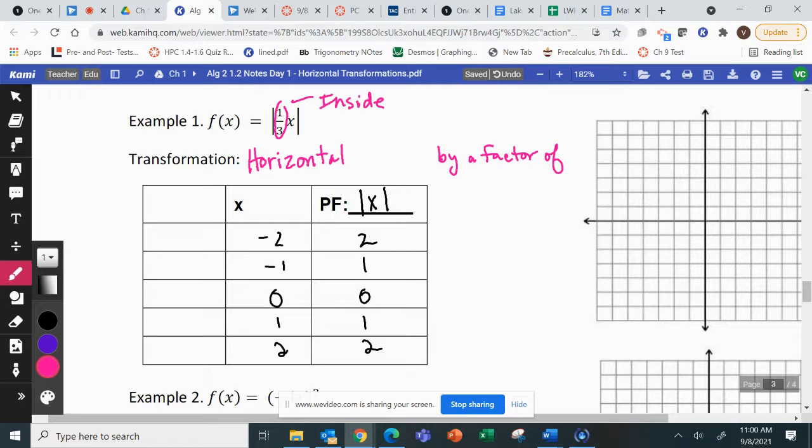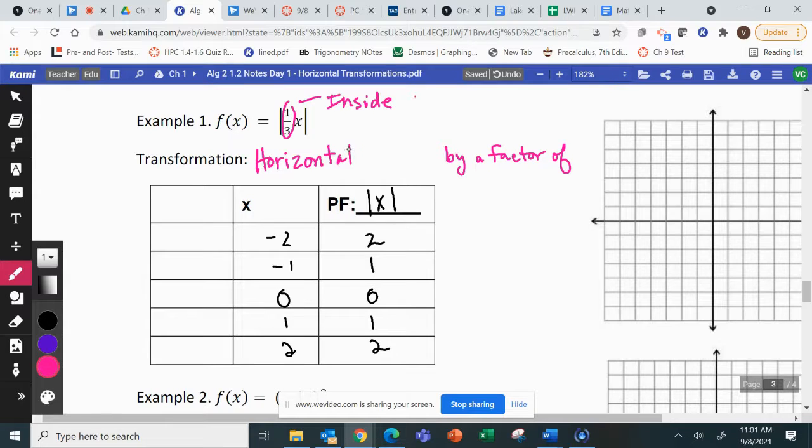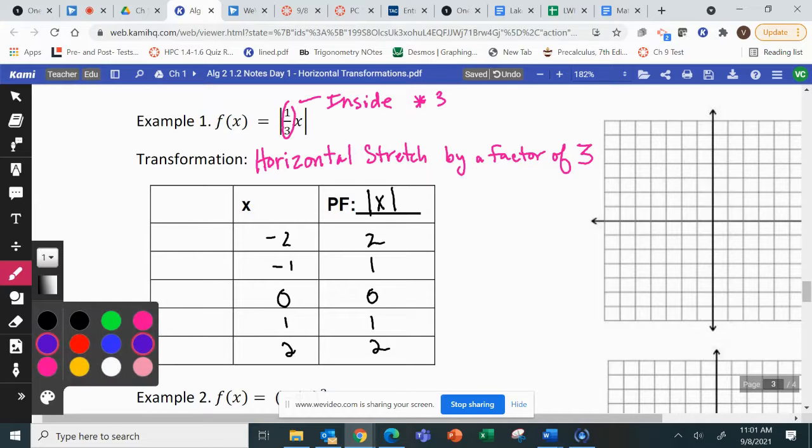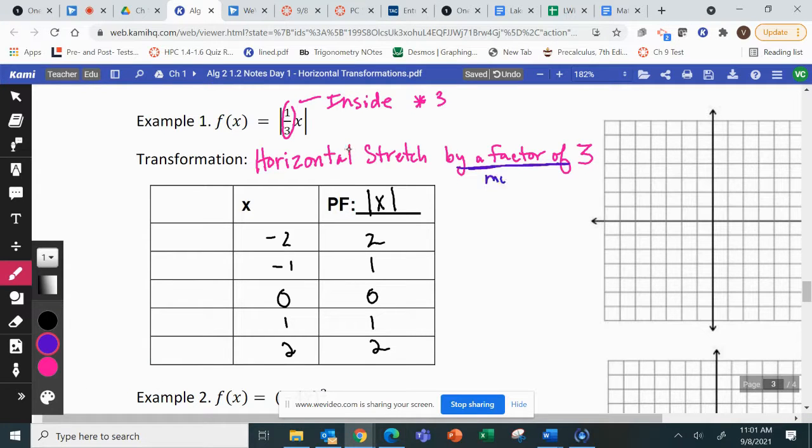So I look at that 1/3 and I have to do opposite of multiplying by 1/3. So we're going to reciprocate it and we're going to multiply by what? 3. So horizontal something by a factor of 3. If I am multiplying by 3, is that going to make it bigger or smaller? So this is a horizontal stretch by a factor of 3. The words by a factor of 3, by a factor of, that means multiply by.